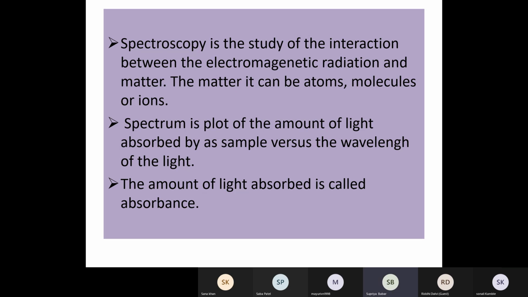So spectroscopy is the study of interaction between electromagnetic radiation and matter. And a spectrum is the graph or a plot of the amount of light absorbed by a sample versus the wavelength of light. And the amount of light absorbed is called absorbance.